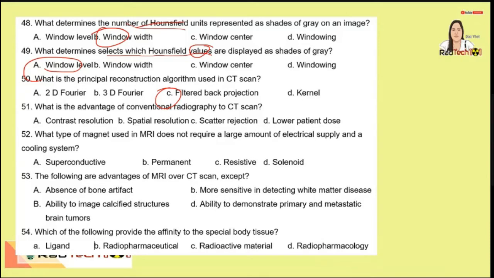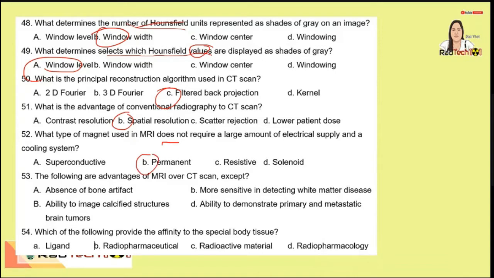Number 51. What is the advantage of conventional radiography over CT scan? Mas maganda yung spatial resolution niya ng conventional radiography. 52, what type of magnet used in MRI does not require a large amount of electrical supply and a cooling system? Of course it is permanent, but it is always on.